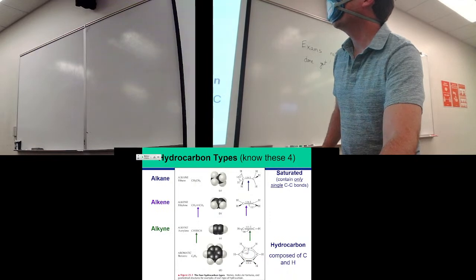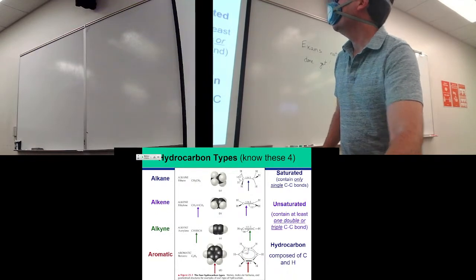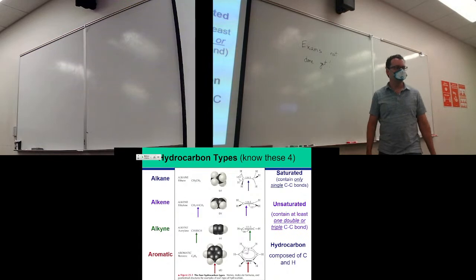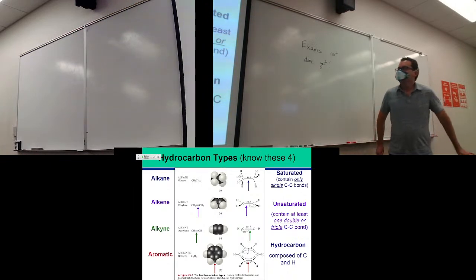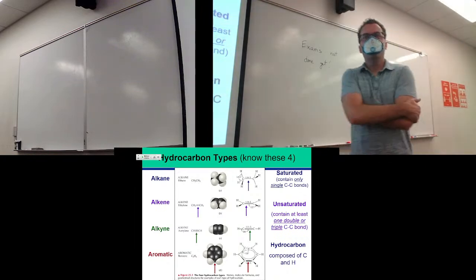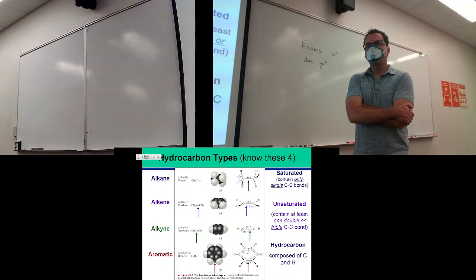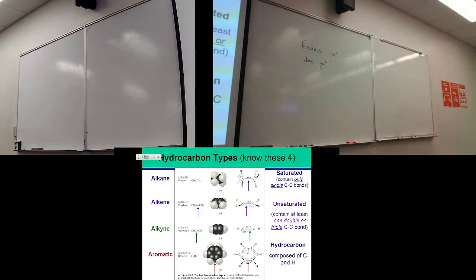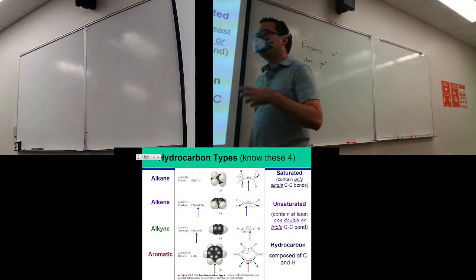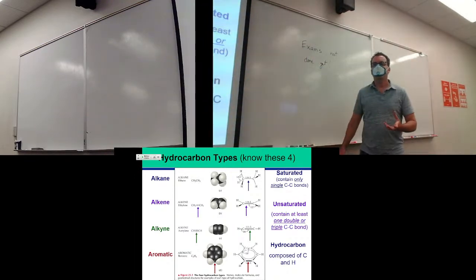So alkene, alkyne, aromatic. These are all unsaturated. As long as it contains a double or a triple or more than one of them, it is unsaturated. So the first one is just saturated, the middle two are unsaturated, and the last is hydrogen. All of these are unsaturated. In terms of saturation, we're talking about the maximum number of hydrogens you can add to it.